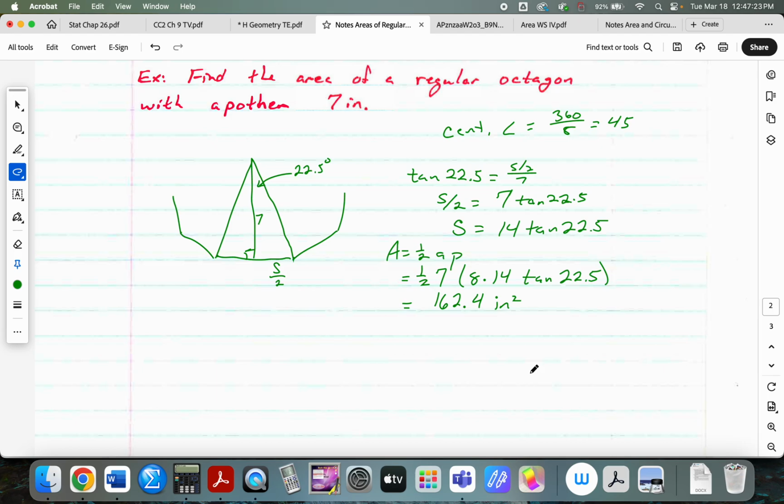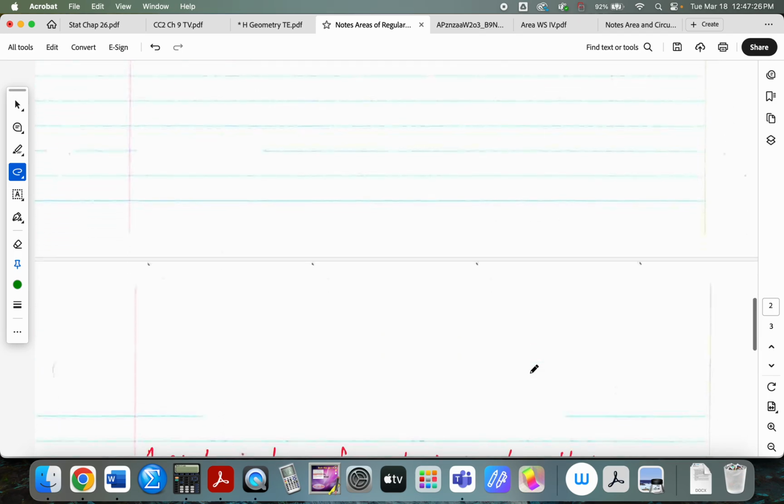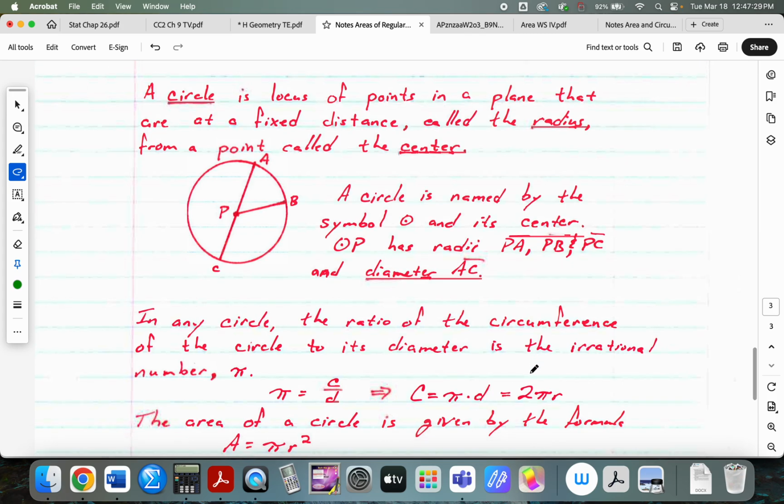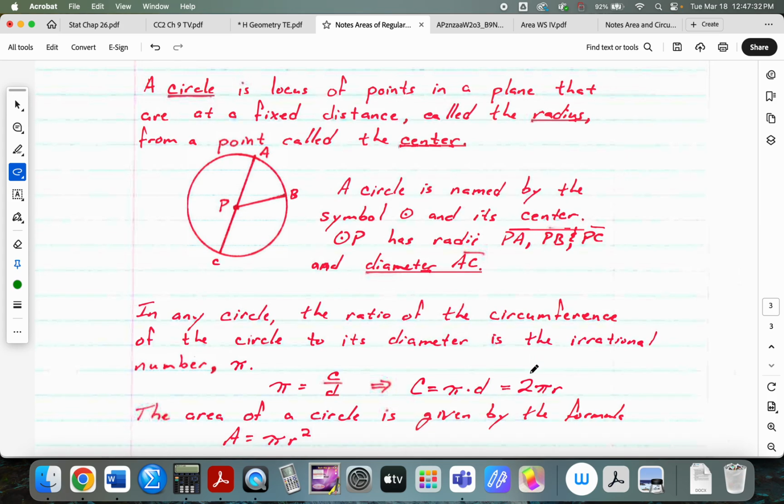So that's regular polygons. So something you haven't done before to something you've done a ton of before, and that's circles. A circle is the locus of points, that's a group of something, is a locus. The locus of points in a plane that are at a fixed distance, called the radius, from a fixed point, called the center. So that's nothing new to you. You know what a circle is, you know what a radius is, you know what the center is.